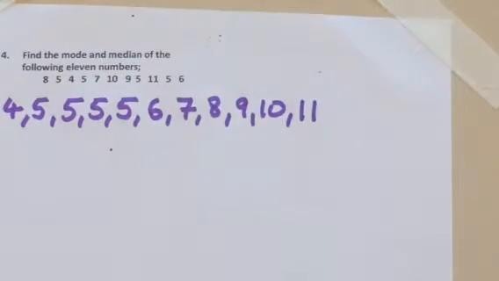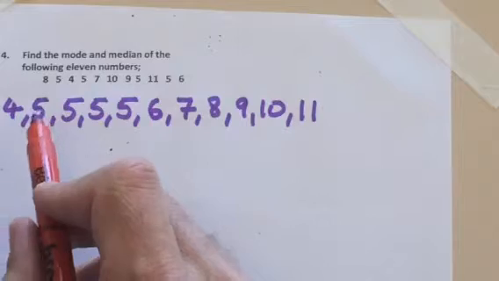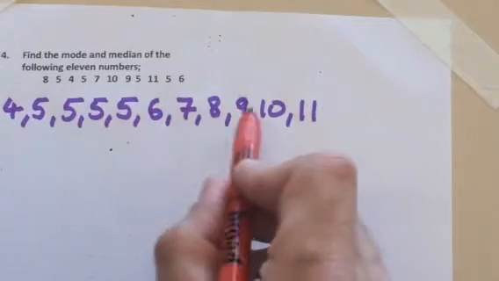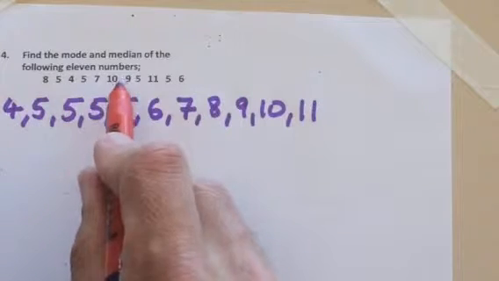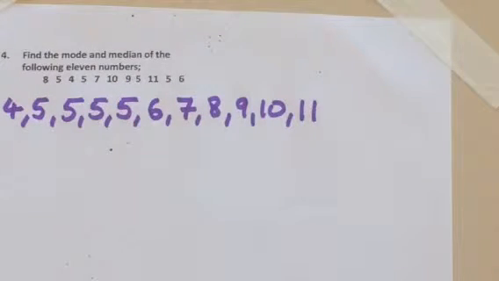Now, in the question it tells me there are 11 numbers. Let's just check that we have got 11 numbers. 3, 6, 9, there are 11 numbers. And just check the question isn't lying to me, and they've given us 11 numbers. So there are the 11 numbers put in ascending order. Ascending order means smallest to biggest.